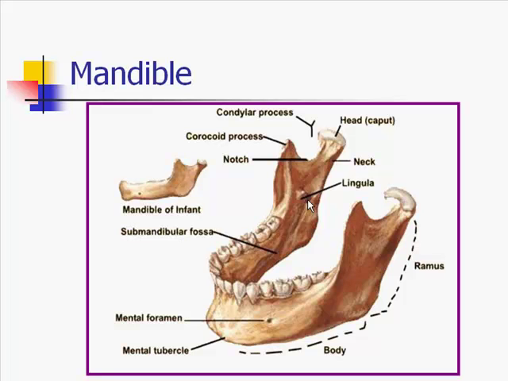So again, the lingula is the bony spine overhanging the mandibular foramen. This serves as an attachment for the sphenomandibular ligament, which is associated to the TMJ. The mandibular canal is where the inferior alveolar nerve enters, and it travels in this mandibular canal right in here.